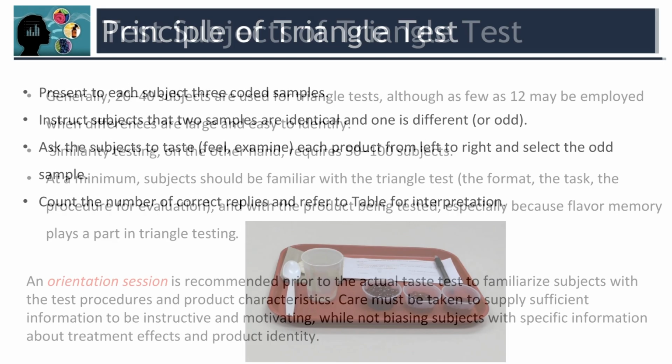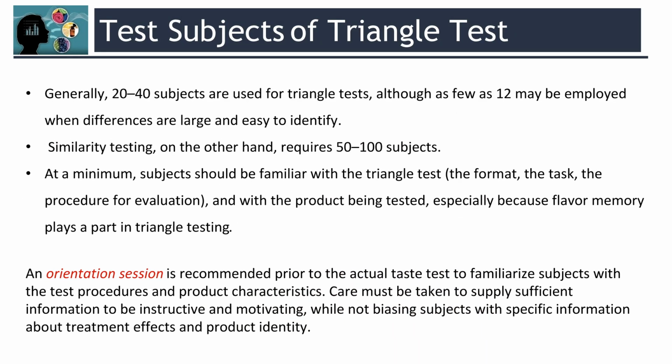Generally, 20 to 40 subjects are used for triangle tests, although as few as 12 may be employed when differences are large and easy to identify. Similarity testing, on the other hand, requires 50 to 100 subjects.